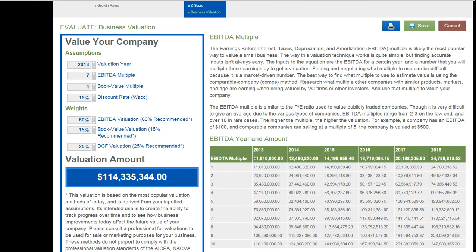So in 2013, it was worth almost $12 million. It's projected that by 2018, it'll be worth $24 million. That's a pretty good growth and good valuation increase. And so it will show us generally whether or not we are growing and becoming healthier as time goes on.